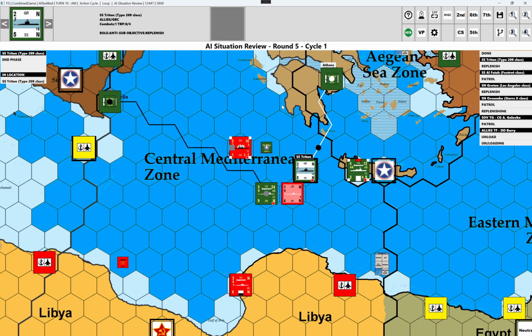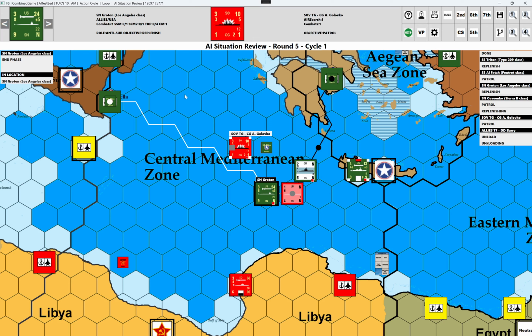So a lot of people are replenishing because the Groton is replenishing too. Why? Probably because I think it's out of torps or something. No, it's out of SSMs. Oh hell, it's out of everything. It's out of SSMs and torps. But because it's on an anti-sub mission, it waited until it was out of torps to determine that it needed to go back to port.